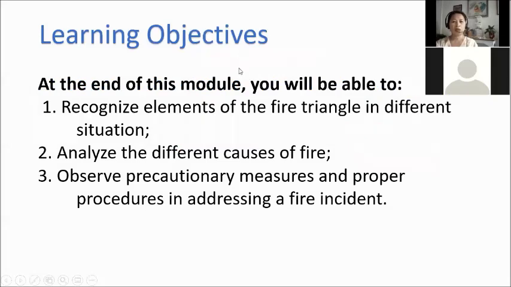Our learning objectives are, at the end of this presentation, you will be able to recognize elements of the fire triangle in different situations, analyze the different causes of fire, and observe precautionary measures and proper procedures in addressing a fire incident.